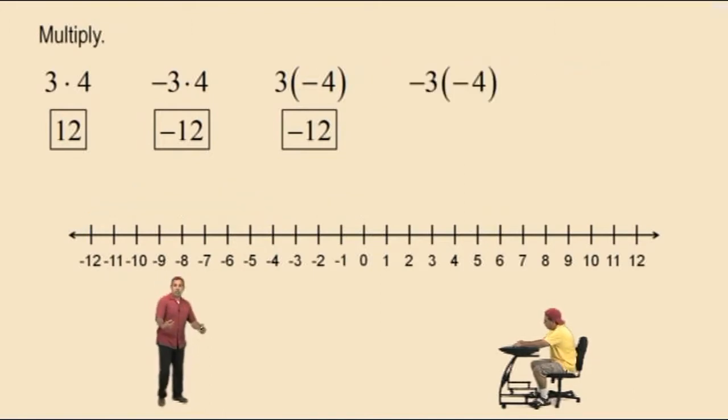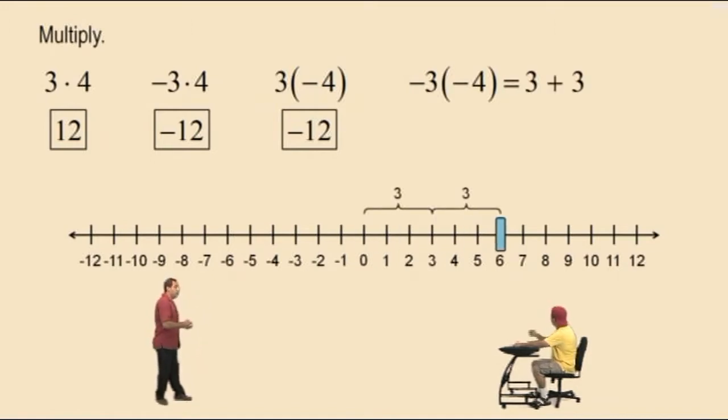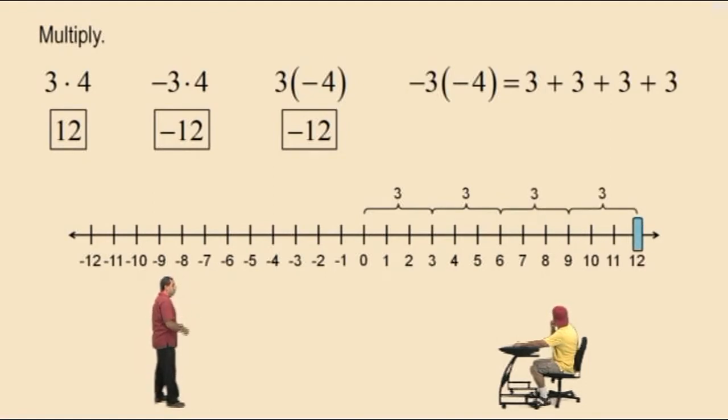Okay, well, here it is, negative times a negative. Well, we know that's positive. From the number line approach, remember, when we did negative 3 times 4, we counted our 3's in the negative direction. But when we take negative 3 times a negative 4, our 3's end up getting counted in the positive direction, and therefore we have 3 plus 3 plus 3 plus 3, which does give us the positive 12. Makes sense, because a negative times a negative is a positive.